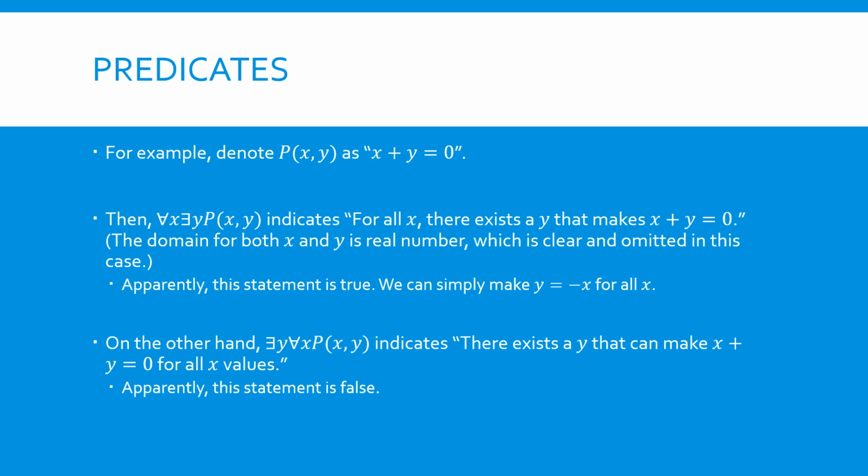Now, let's look at the other order, where we put the existential quantification of y first and the universal quantification of x second. The resulting statement becomes, there exists a y such that for all x, x plus y is 0. Apparently, we cannot find such a y that sums up to 0 with each of the other real numbers. Therefore, this statement is false. As a result, the order of quantification does matter. And different quantification orders may result in different meanings and different truth values.